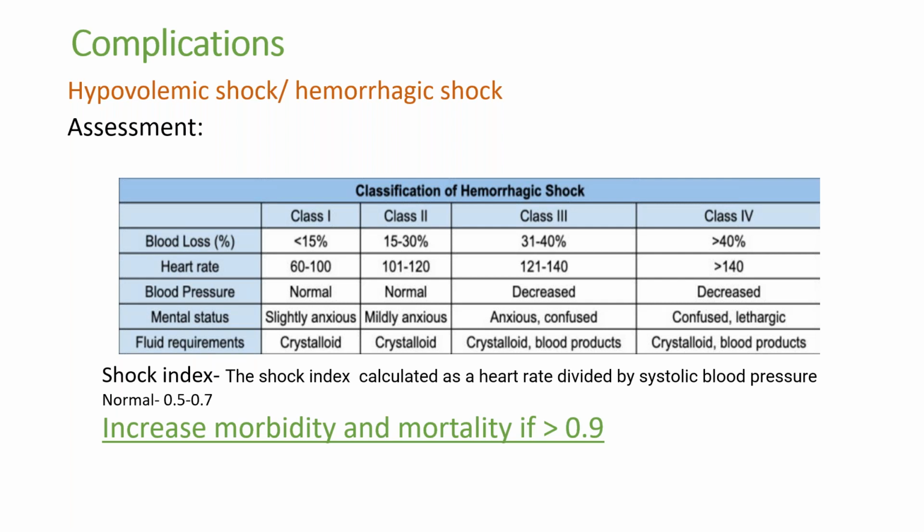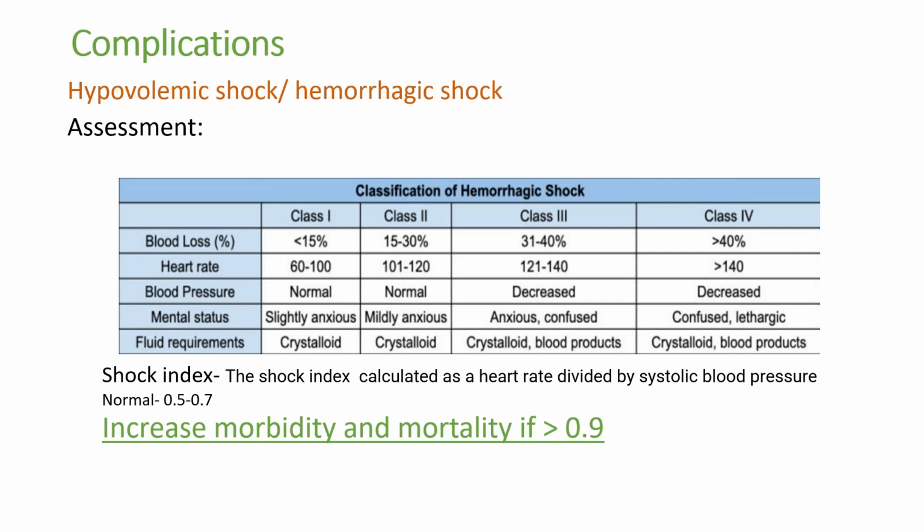Then the complications. The most common complication after this abruption is hypovolemic shock or hemorrhagic shock. This is how the classification of shock is divided: class 1, class 2, class 3, class 4. According to blood loss percentage, class 1 is less than 15%, class 2 is 15 to 30%, 31 to 40% is class 3, and more than 40% is class 4.